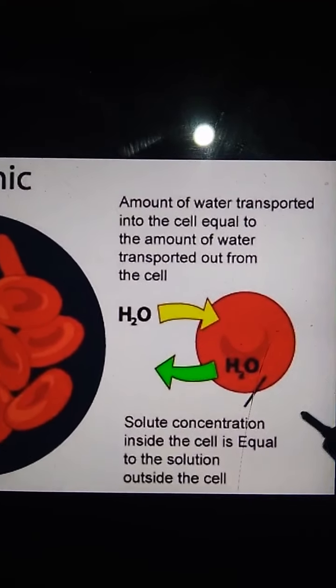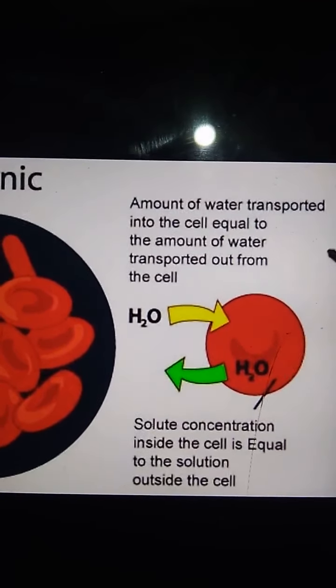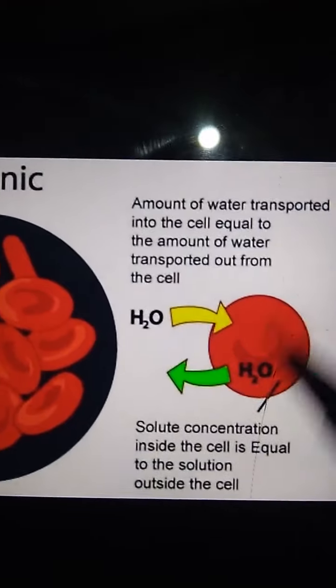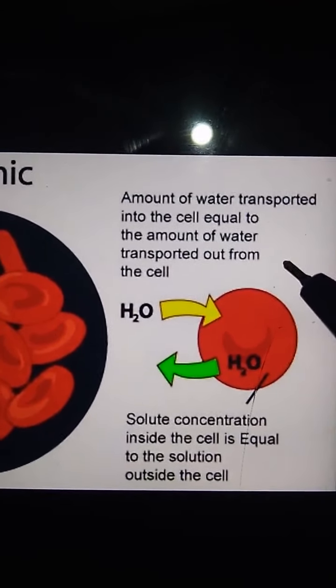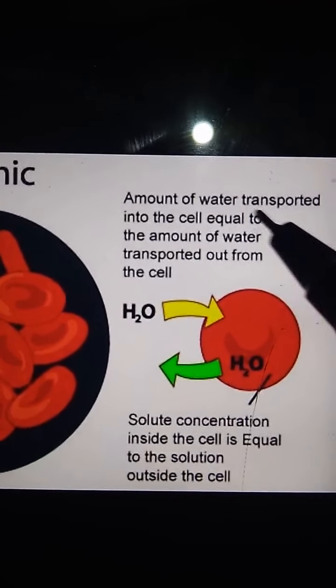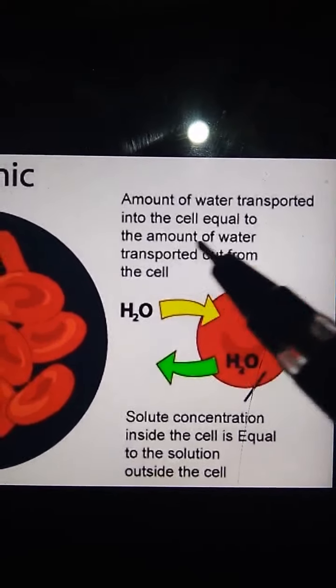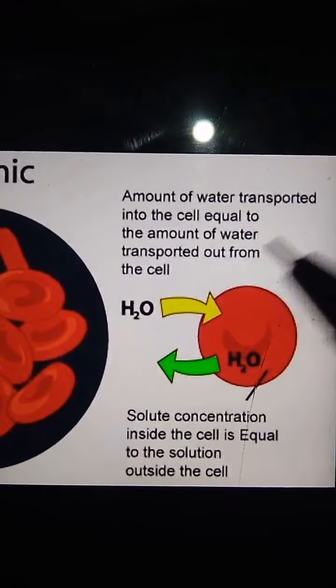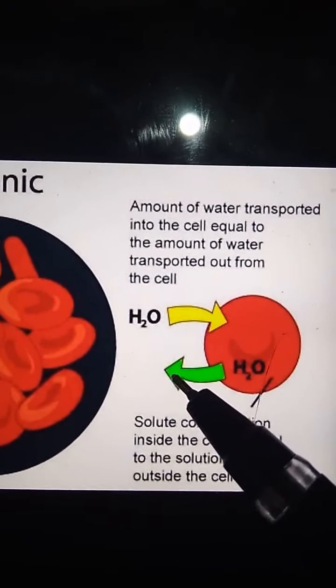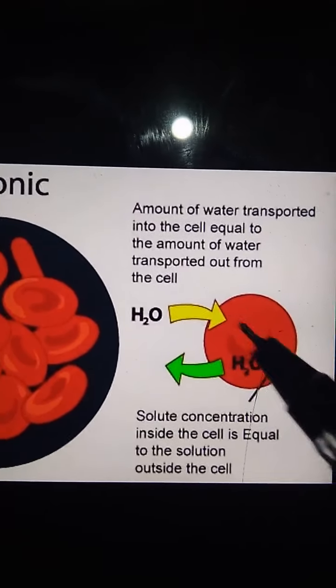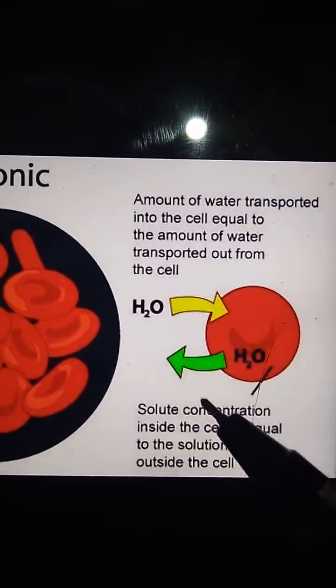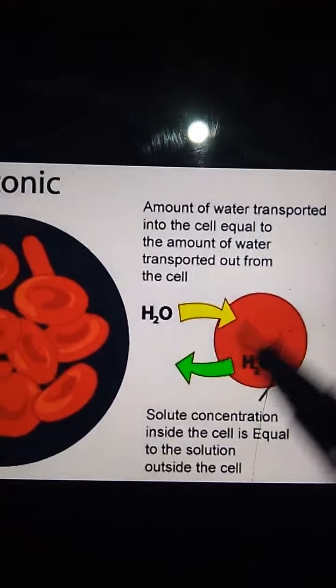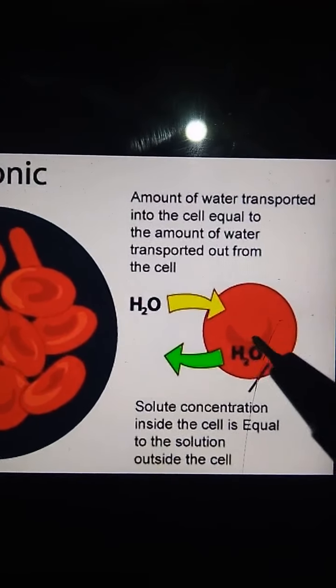So if here is the cell and it is the surrounding medium and on both sides the concentration of water is equal, then what will happen? The amount of water transported into the cell equals the amount of water transported out from the cell. That means equal amount of water will leave the cell and equal amount of water will come into the cell, and such kind of solution is called isotonic solution.